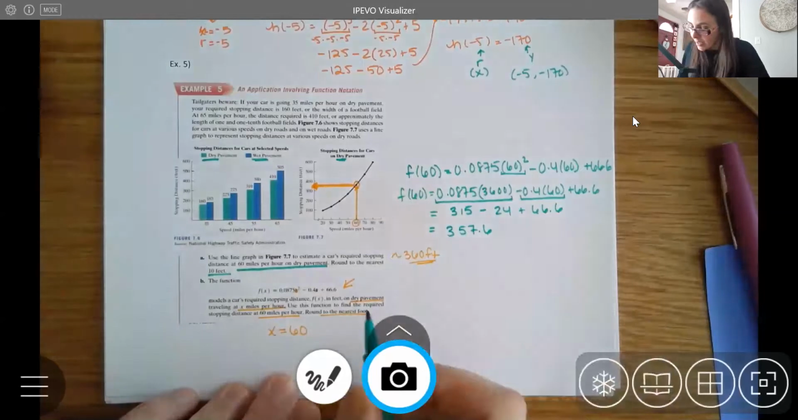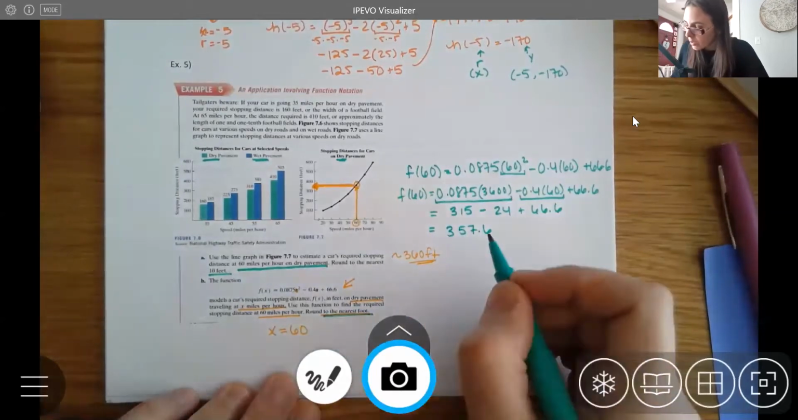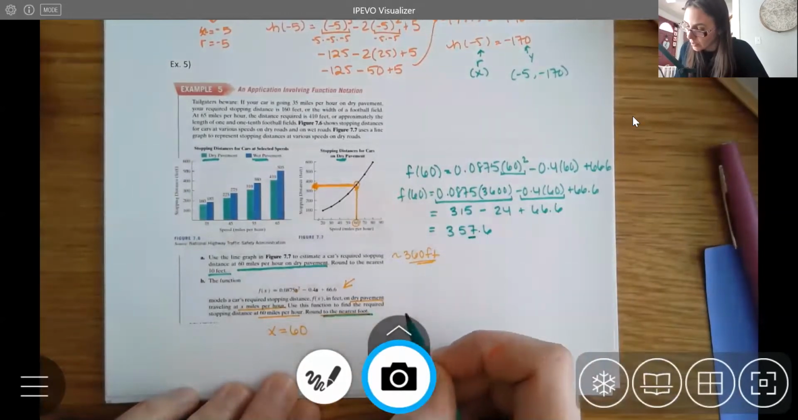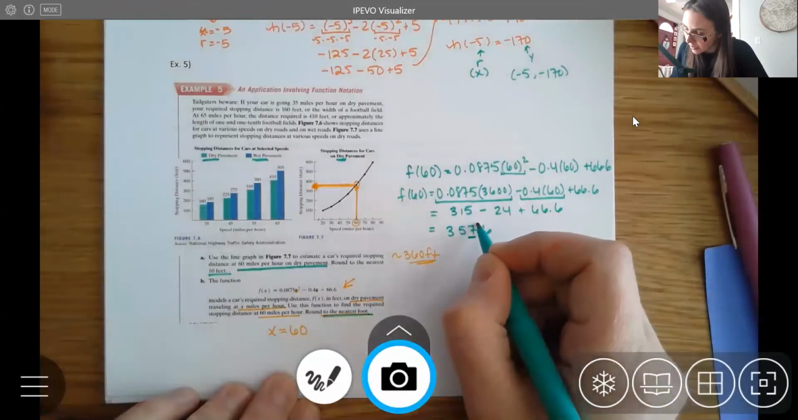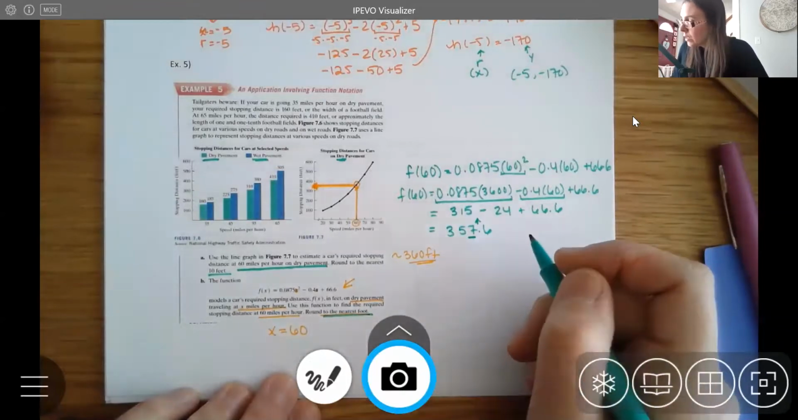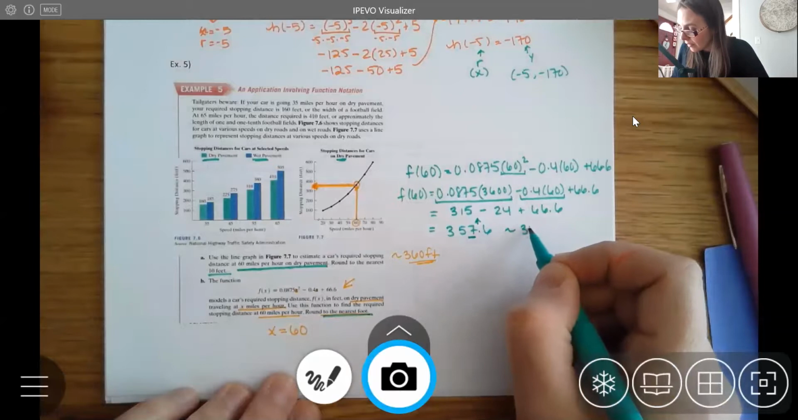357.6. Now it said to round to the nearest foot. So I want to round to the nearest whole. So because 6 is big, it's going to bump that 7 up. So I get about 358.